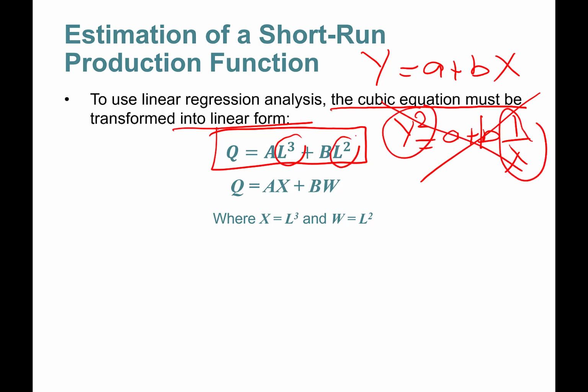Here we have this cubic production function, non-linear in x's, L raised to the power 3 and L raised to the power 2. So what we do is very easy. We transform it: we're going to call L raised to the power 3 x, and we're going to call L squared w. We do this simple transformation to be able to use regression to estimate my production function.